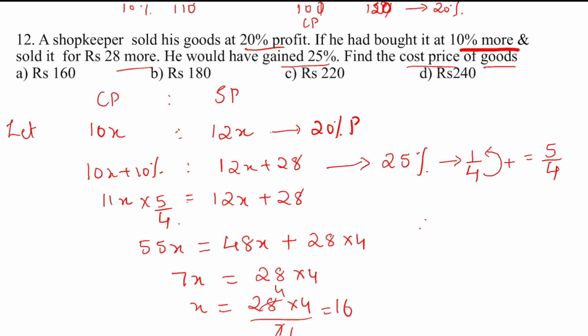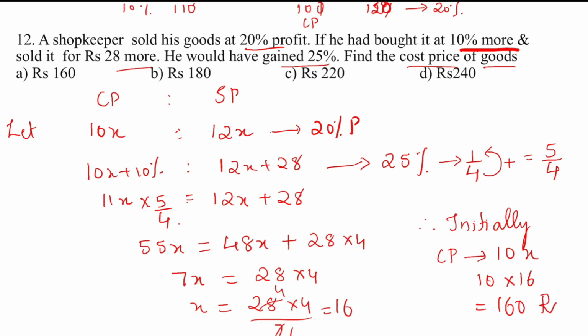So what did we initially assume? Initially we assumed the cost price to be 10x. We got the value of x, so it is 10 into 16, which is equal to 160 rupees. So the cost price was 160 rupees. So option A is the answer.